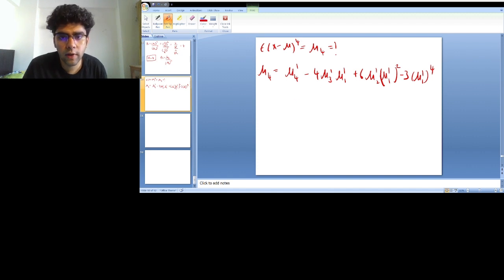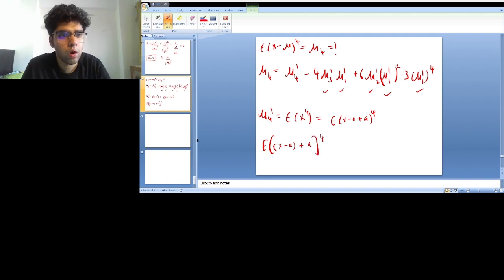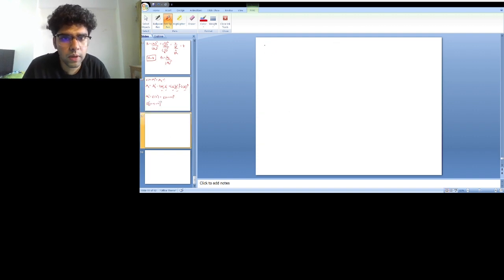So now we need to find the value of, we already have the value of this and this too. So we need to find the value of mu 4 dash. So mu 4 dash is equal to E of x to the power 4, or E of x minus a plus a to the power 4. Again, this can be written as E of x minus a plus a and the whole to the power 4. Now for finding the value of any p plus q to the power 4, the binomial theorem will give me 4c0.